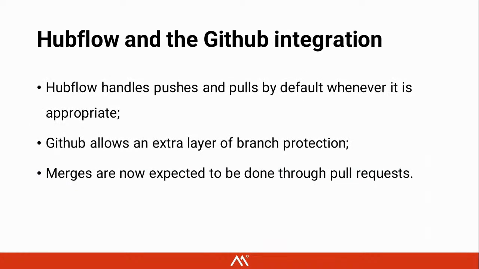So on GitHub, Hubflow handles pushes and pulls by default whenever it's appropriate. For instance, whenever we try to create a release or a hotfix or even a feature branch, Hubflow will handle this creation not only locally but on remote as well. Also, GitHub allows an extra layer of branch protection, which is very nice because since Gitflow relies on merging and moving code across the repo, it's not usually a great idea to have everyone on your team able to merge code. And merges are now expected to be done through pull requests. So it's an opportunity to allow code reviewing and changes before it gets merged, whether it's to develop or main branches.